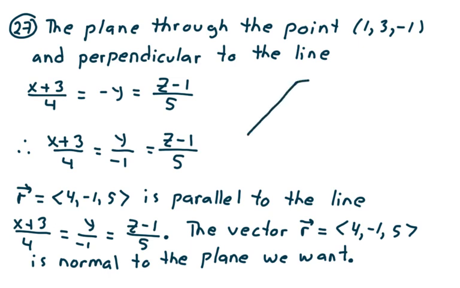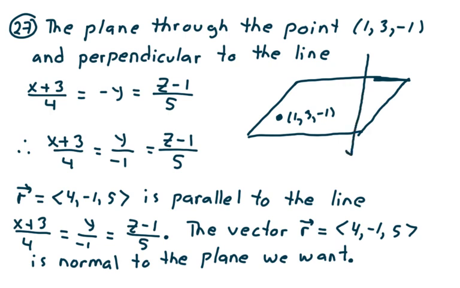Remember, to find the equation of a plane, we need a point on the plane, and then we need a vector that runs perpendicular or normal to the plane. We have a line that runs perpendicular to the plane, but we need a vector. So we can call this point (1, 3, negative 1), and we have a line that runs perpendicular to the plane.